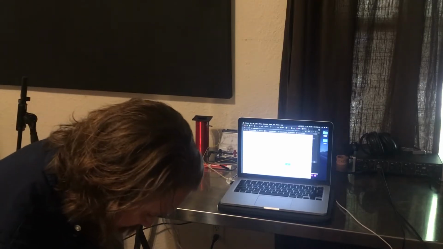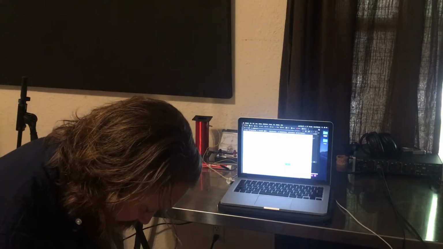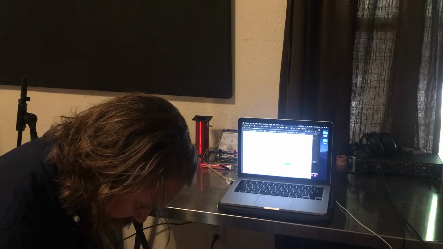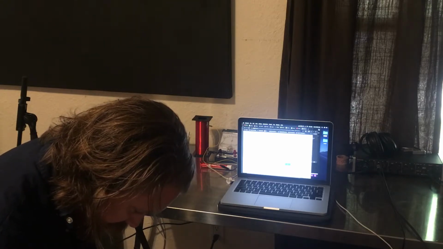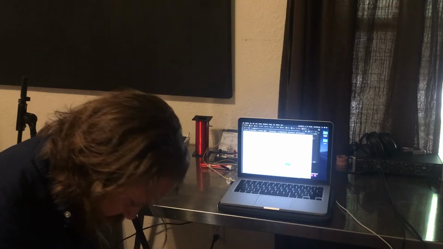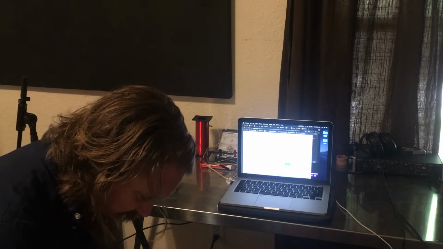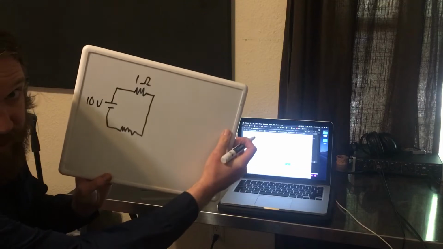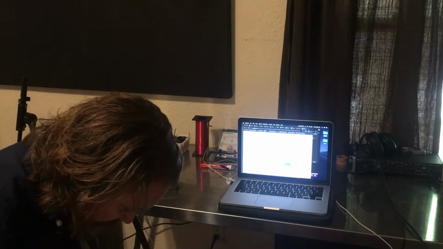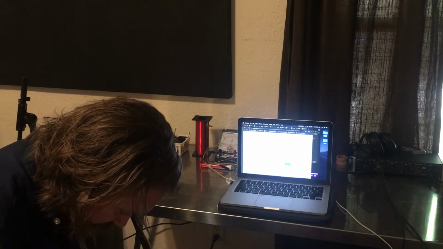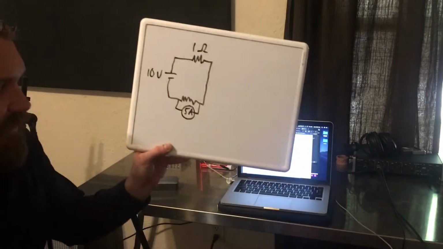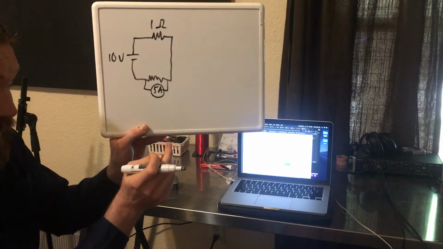So I'm gonna draw this circuit real fast. Let's say we have a 10 volt battery. It's coming out, and this one only has 2 resistors. 1, 2. This is very poorly drawn. Let's say I know that the first resistor is 1 ohm, and let's say I know that the total current, or the current in that second resistor, is 5 amps.